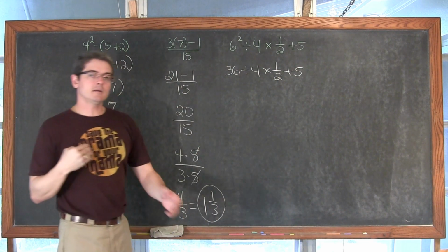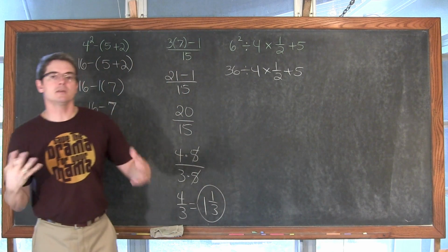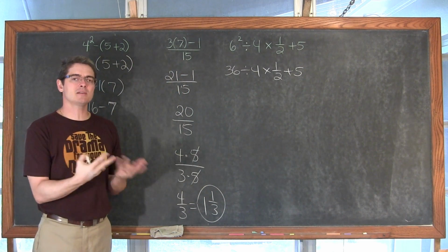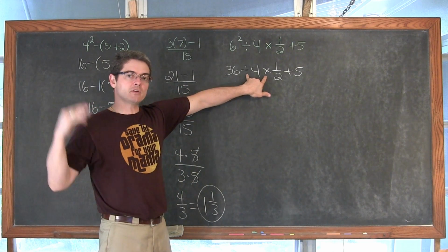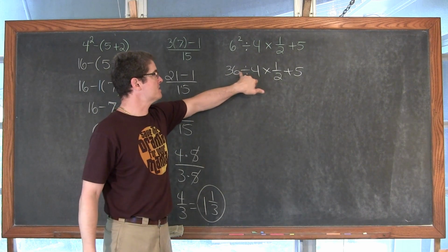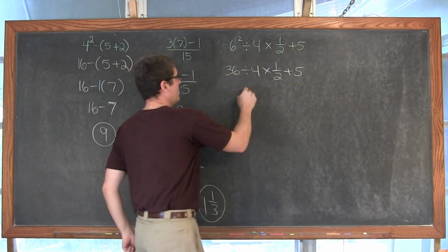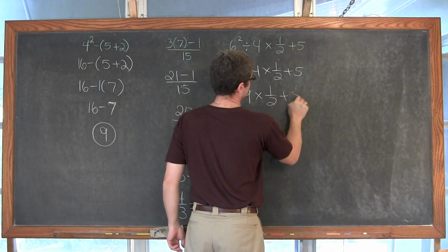Left to right, again, even though we say multiplication, division, addition, subtraction, or PEMDAS, or Please Excuse My Dear Aunt Sally, it's just because we can't say two things at once. So remember that multiplication and division are within the same step, and we're going to read it left to right. 36 divided by 4 is 9. And we have 9 times 1/2 plus 5.